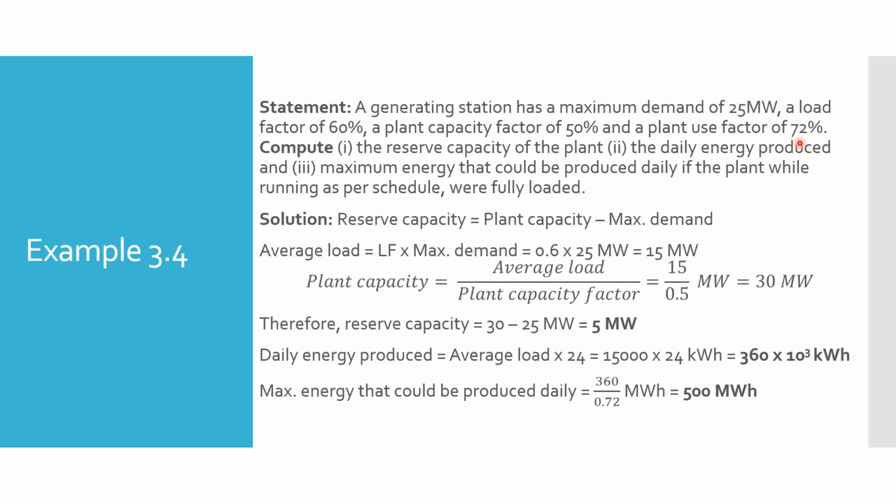if the plant was in operation given the schedule. So as per schedule, which means you have to use plant use factor. Plant use factor is utilized here, and you find out that the maximum energy that could have been produced if the plant was running as per schedule, which determined the appropriate plant use factor, comes out to be 500 megawatt hour.